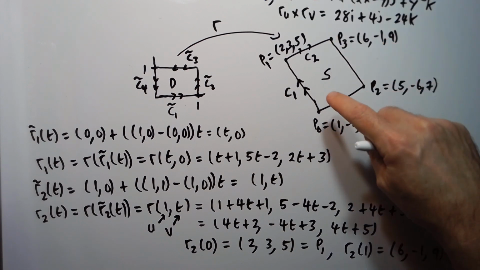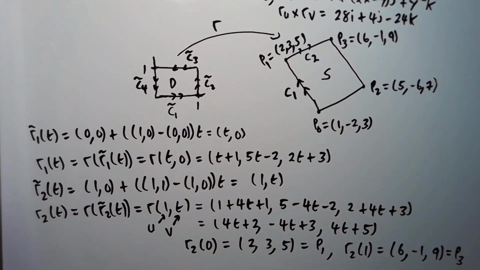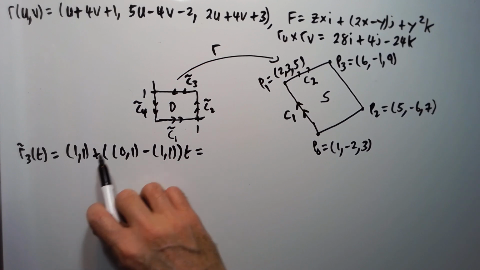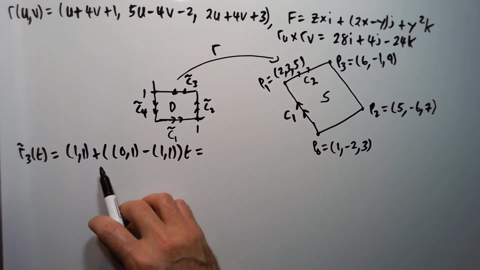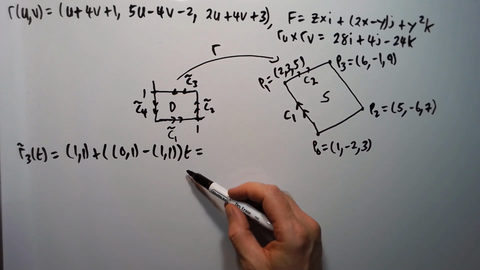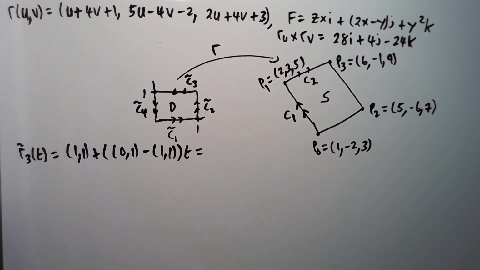We've got 2 more to go now, so let's do C3 tilde first. Parameterize it, let's call it R3 tilde. Here's my R3 tilde. It's going to be our start point, which is 1, 1, plus end point minus start point times t. Working this out, you get 1 minus t, comma 1 over here.